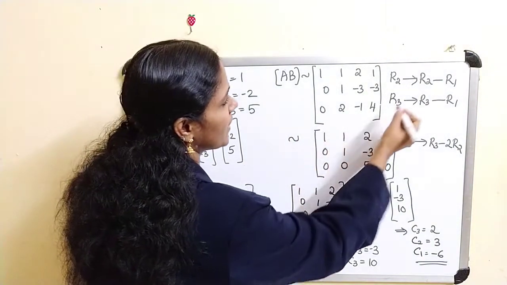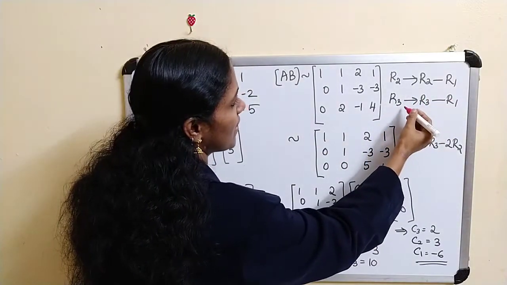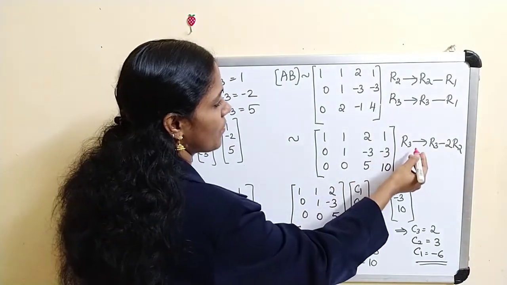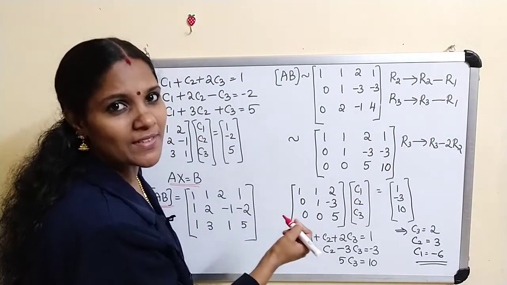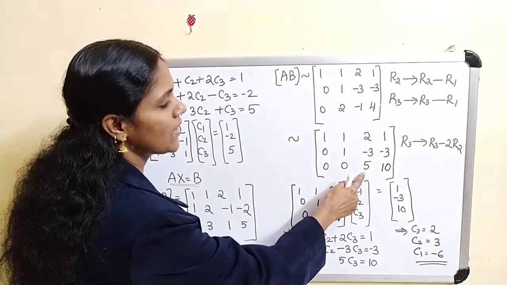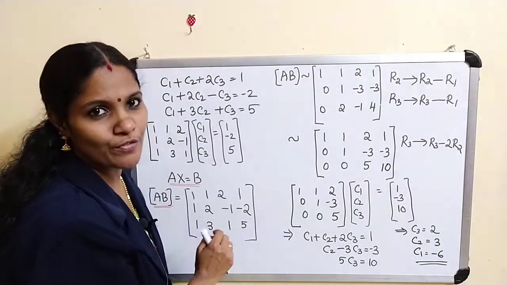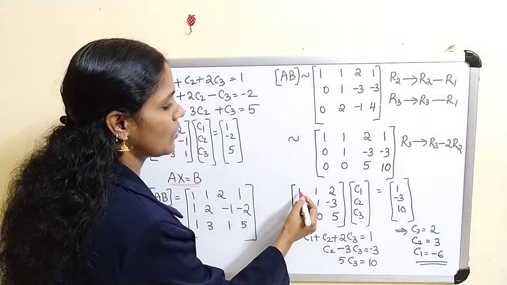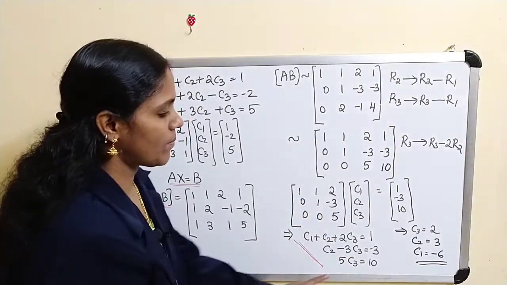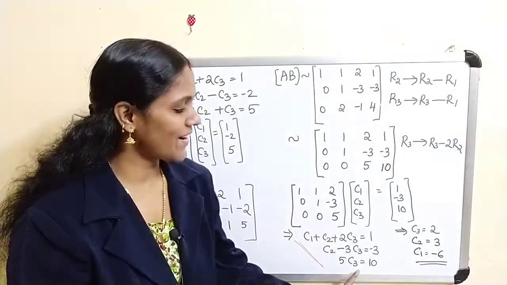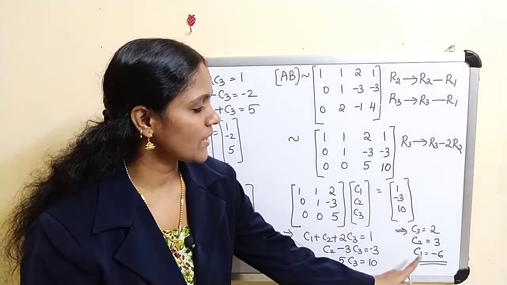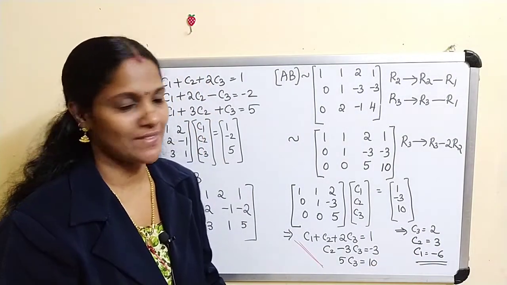Here R2 changes to R2 minus R1, R3 changes to R3 minus R1, we get this equation. Then operate R3 changes to R3 minus R2, we get this equation. Now this is in upper triangular form. So you can write this, thus we get this system of equations. Then apply back substitution, that is 5C3 equal to 10, that implies C3 equal to 2, C2 equal to 3 and C1 is equal to minus 6.